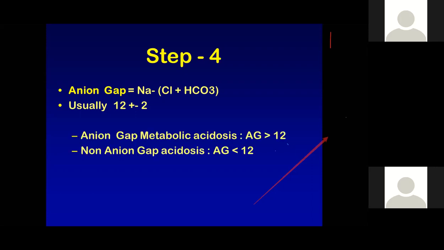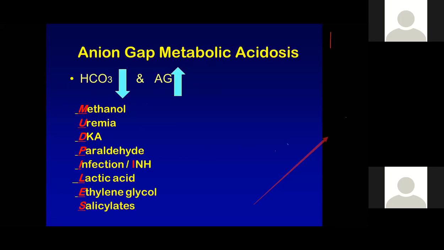Now, whenever the anion gap is more than 12, it is called high anion gap metabolic acidosis. Whenever the anion gap is less than 12, it is called non-anion gap metabolic acidosis. So these are the two things which we have to keep in our mind. Now, what are the causes of anion gap metabolic acidosis? This has been taught right from our first year MBBS classes, so I'll not go into it. So there is a decrease in the bicarbonate, but an increase in the anion gap. That is what it means.